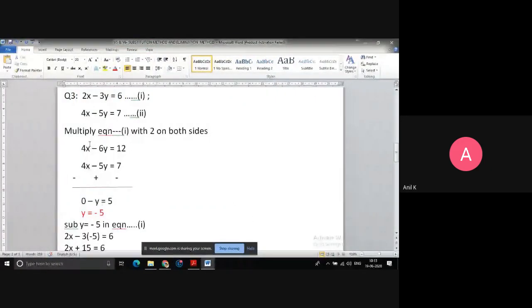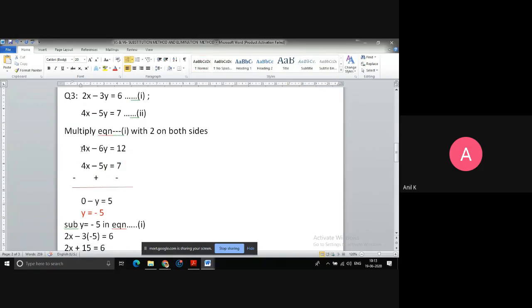Okay, so multiplying the equation with 2. So 2 twos are 4, so I'll get 4x. 2 threes are 6, I get 6y. 2 sixes are 12, so I got 12 here. And the second equation I keep as it is.